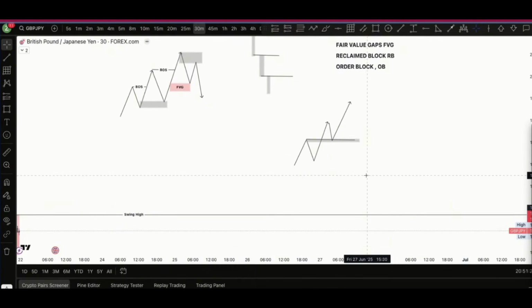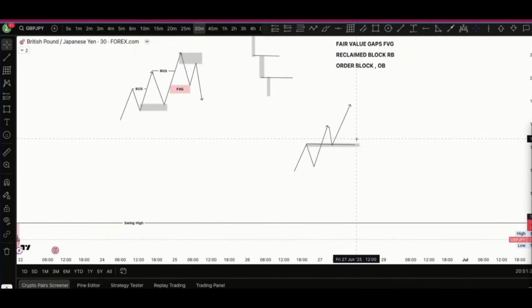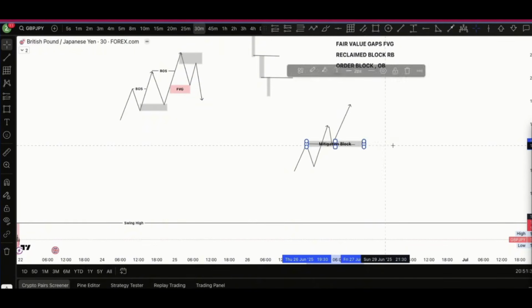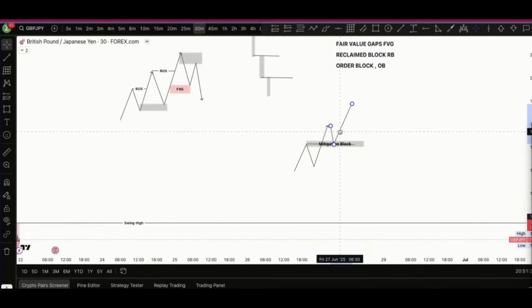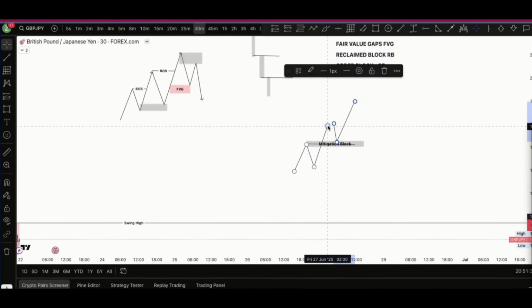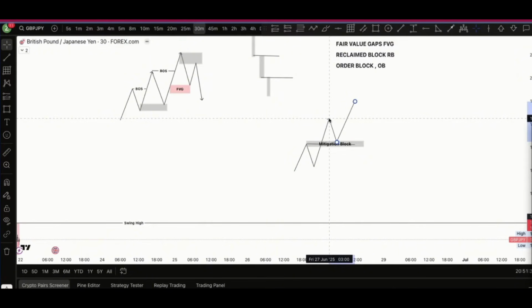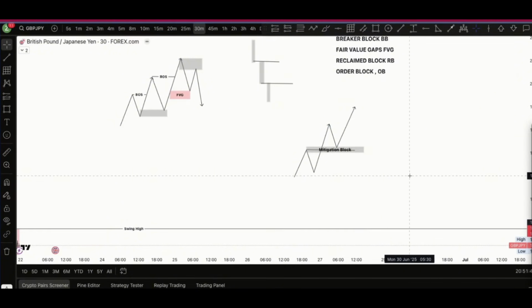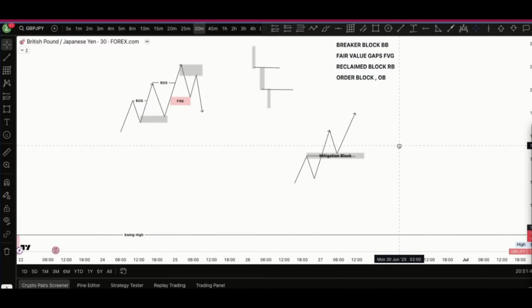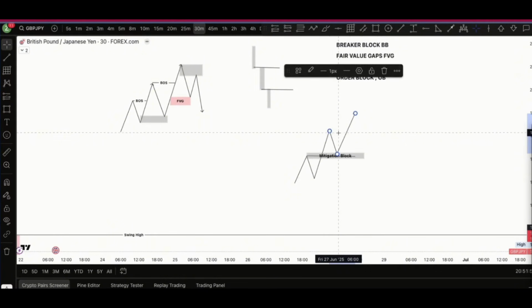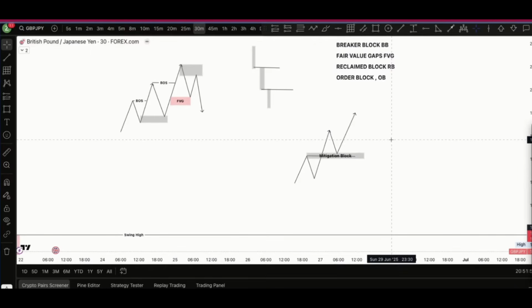And why do we have a mitigation block? What is the rationale? The mitigation block happens when smart money, or the institutions, that is hedge funds and banks, are in loss and they don't want to close their trade in loss.